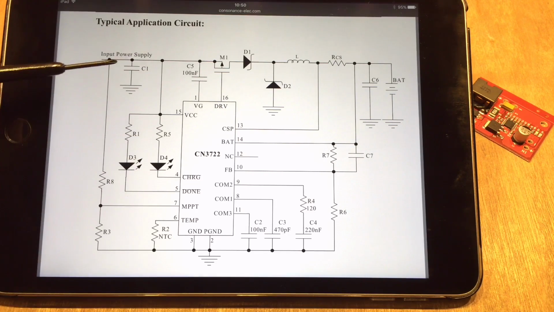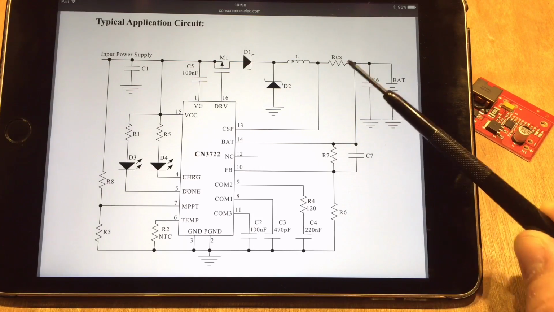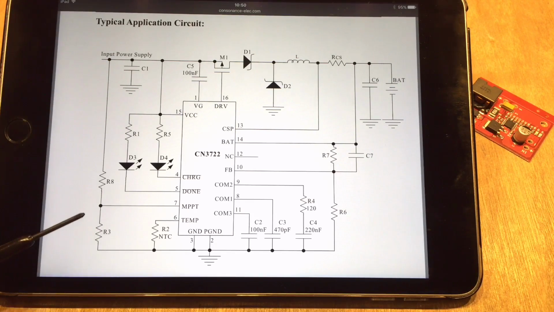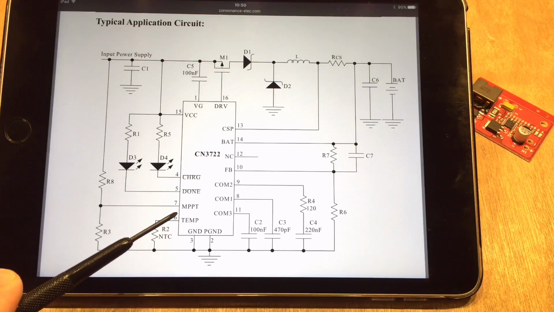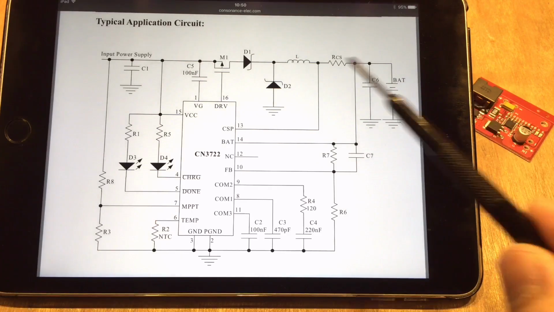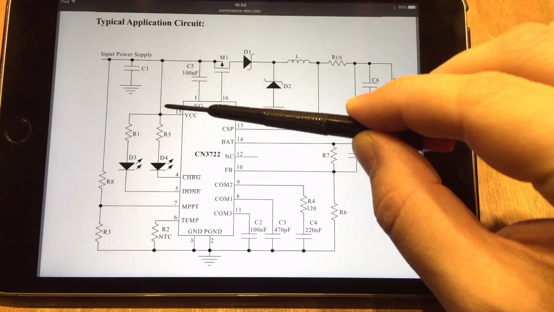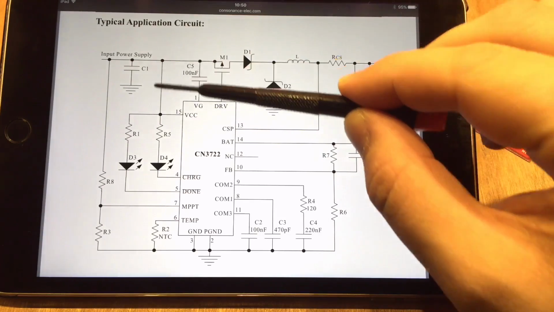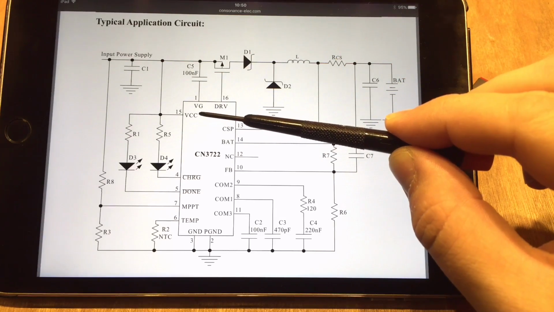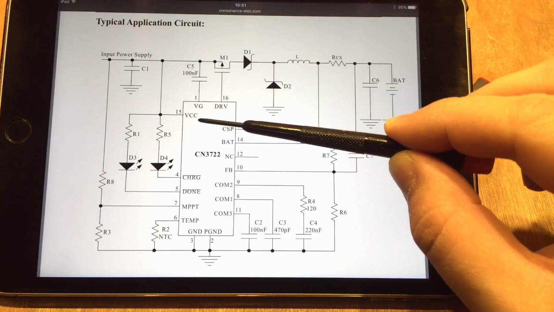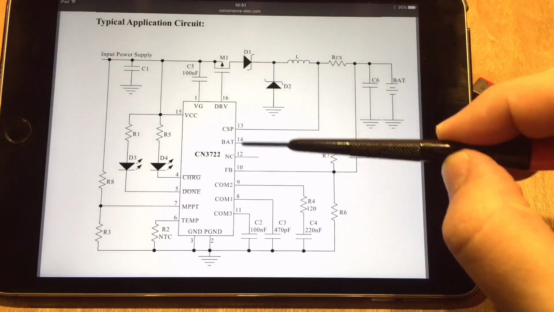But on the input side, again, no mention here of a resistor like we had on this side, just a simple voltage divider on the input power supply that goes into this pin called MPPT. Now, I have to say there's some interesting bits about this IC. It's clearly powered straight from the solar panel here, and I believe there is a little voltage regulator inside the chip itself to power the chip.